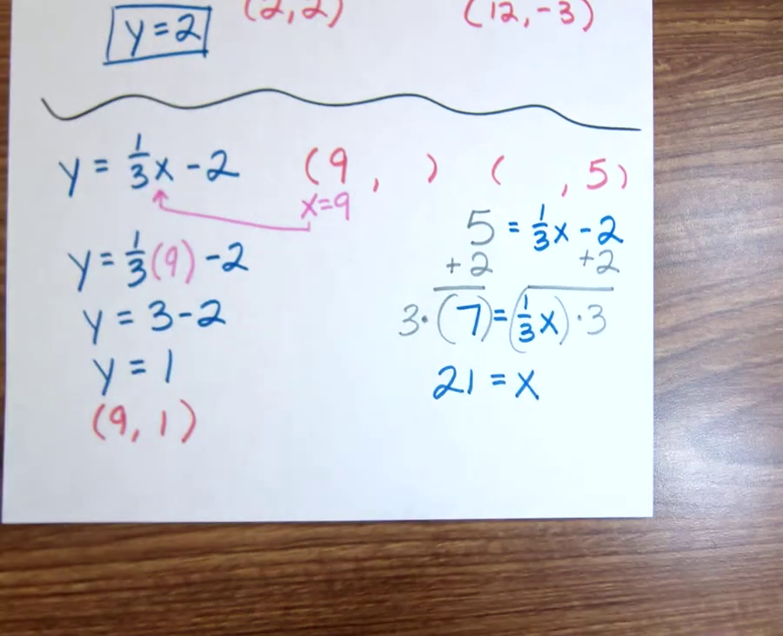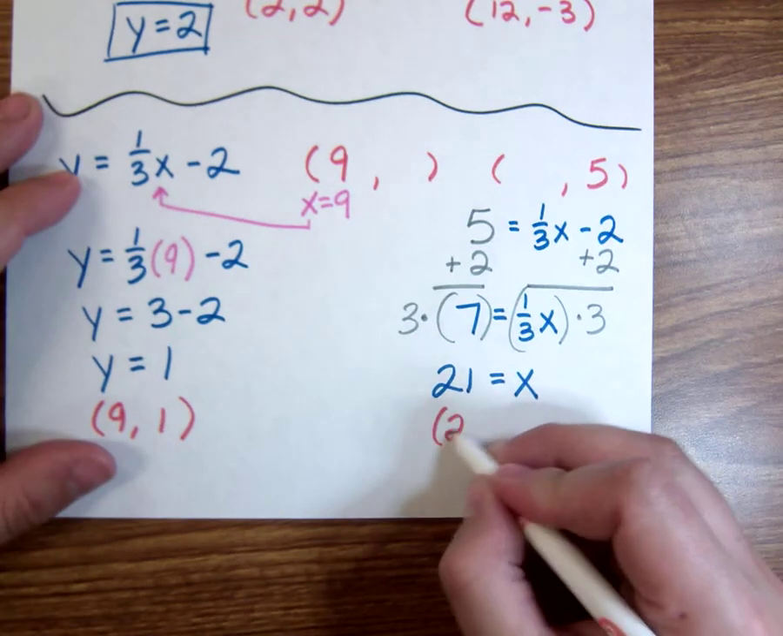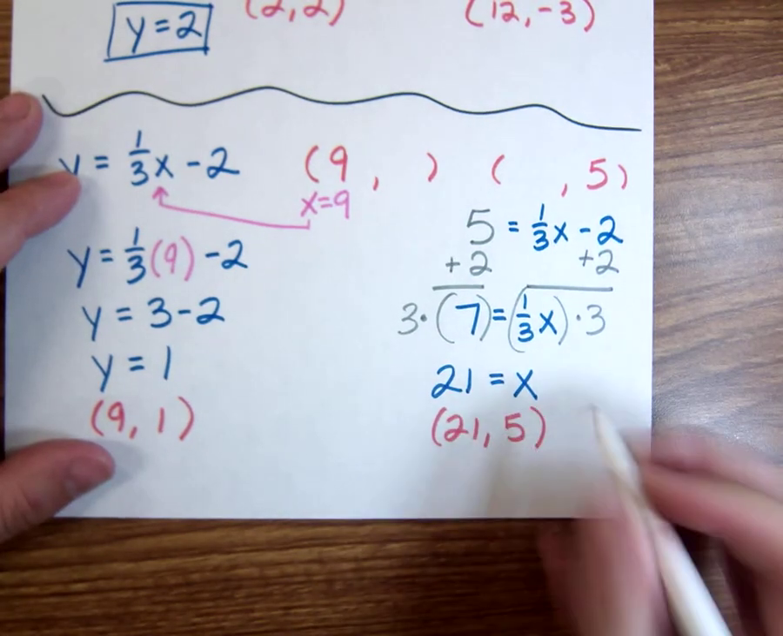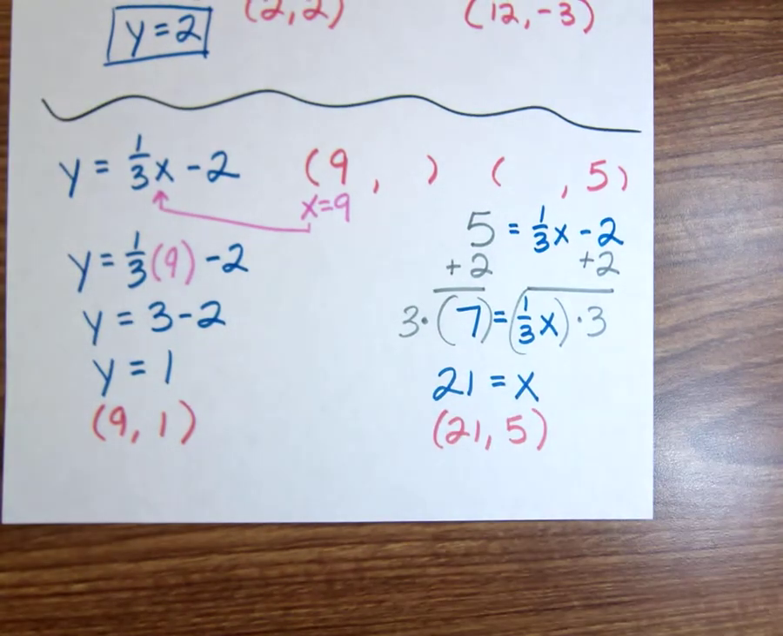So the other coordinate that this one goes through is 21, 5. So on my graph, I would put a point at 9, 1, and I put another one at 21, 5, and then I would connect those two dots.